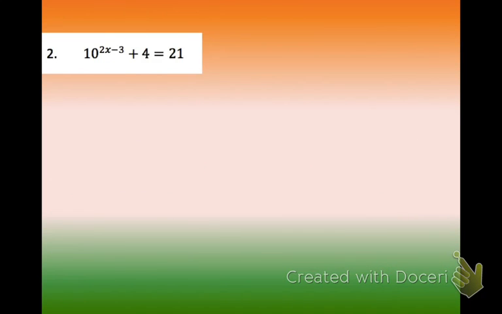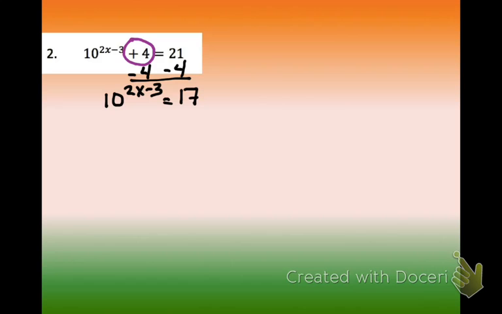Looking at the next example quickly. We're going to do something very similar. This time, however, you'll notice that we have a plus 4 on the end here. So the first step, instead of taking the logs right away, is you want to subtract 4 from both sides. So now we have 10 to the 2x minus 3 equals 17.